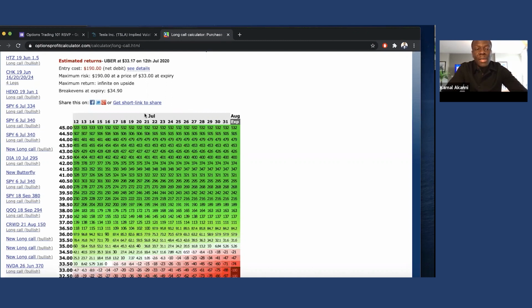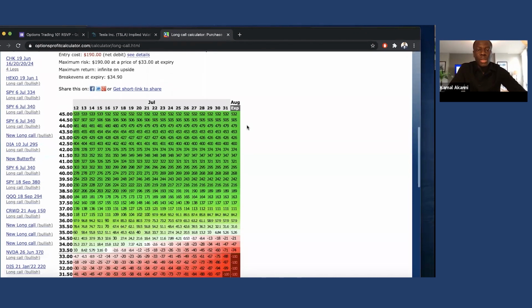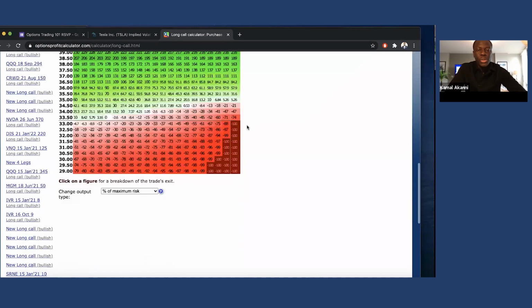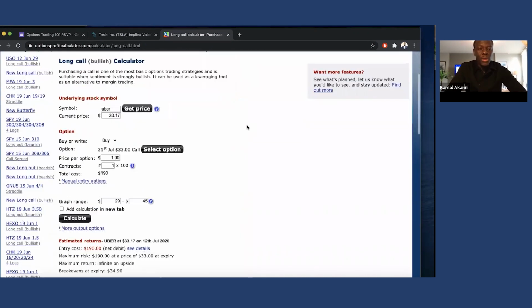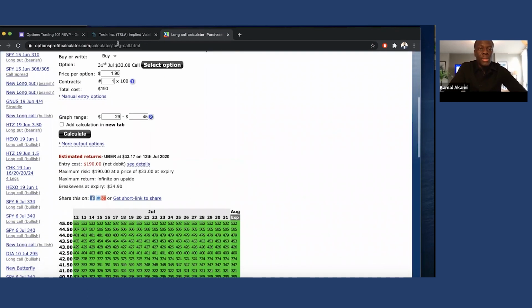If Uber arrived at $45 somewhere on July 19, and you feel like, okay, I don't need to wait till July 31st. I just want to get my money out right here. It's already enough for me. I don't want to be greedy, and I can just cash out quickly on July 30th out of that position. This is a pretty good tool to use. I use it quite often to play things.